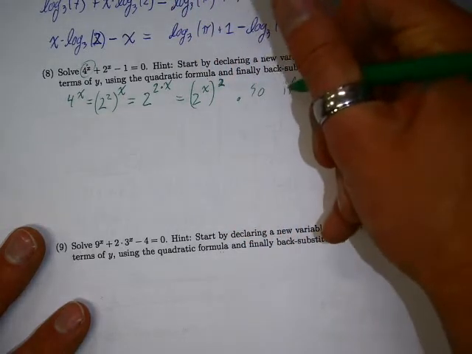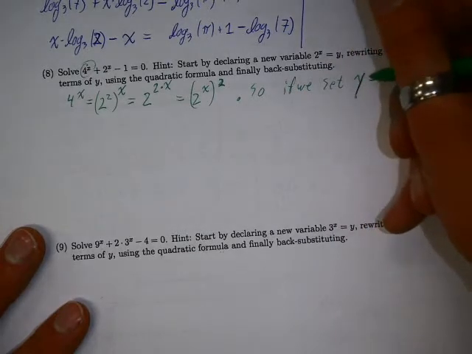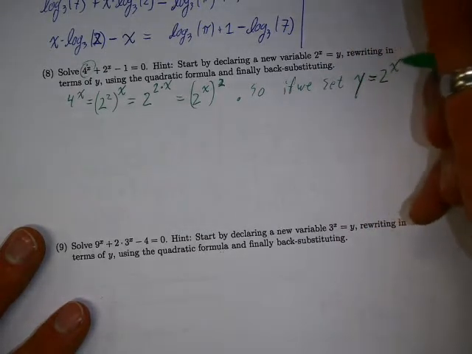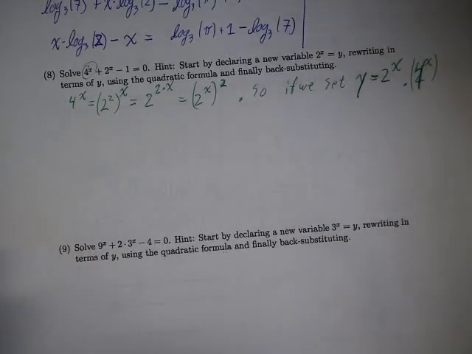So if we just declare this new variable y to be 2 to the x, then what can you tell me about 4 to the x?